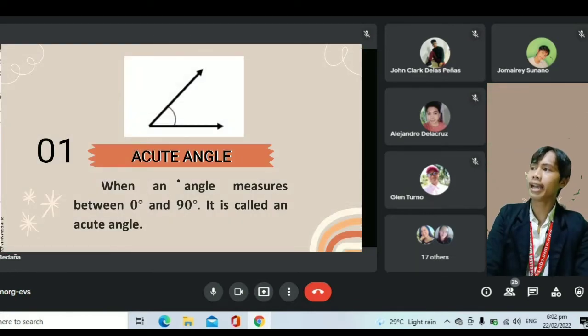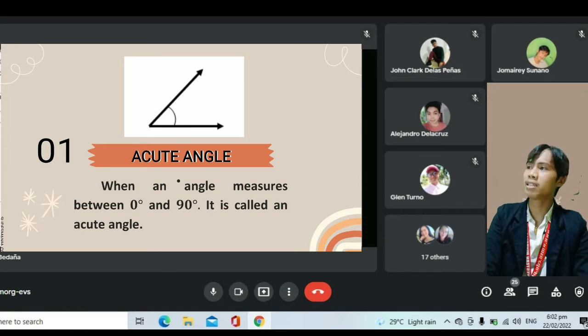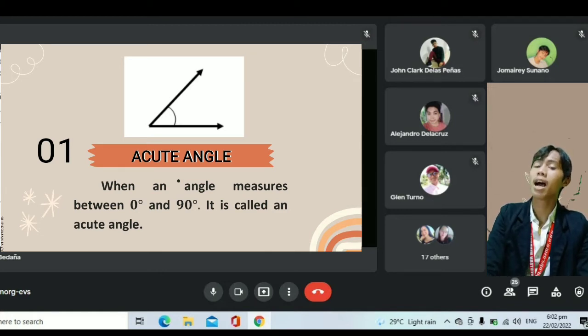But let us first discuss the first type of angle, which is the acute angle. Accordingly, when an angle measures between 0 degrees and 90 degrees, it is called an acute angle. As you can see, we have an image that we can determine is an acute angle. So that is an example of an acute angle.